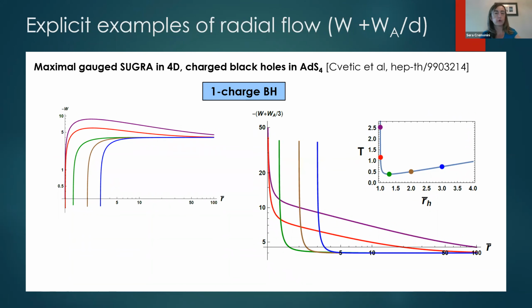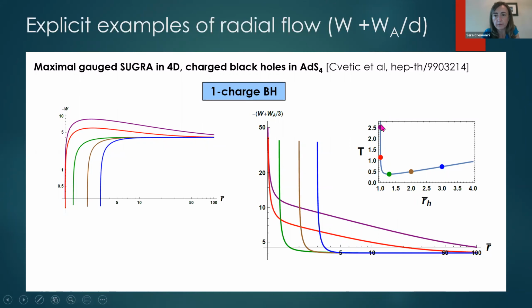For the case with one charge, I'm showing you W, or rather negative W, and also the combination that we identified, which appears to be monotonic. This plot over here simply shows you that you have multiple branches of black holes at certain temperatures. So you have what I would call a small branch down here.